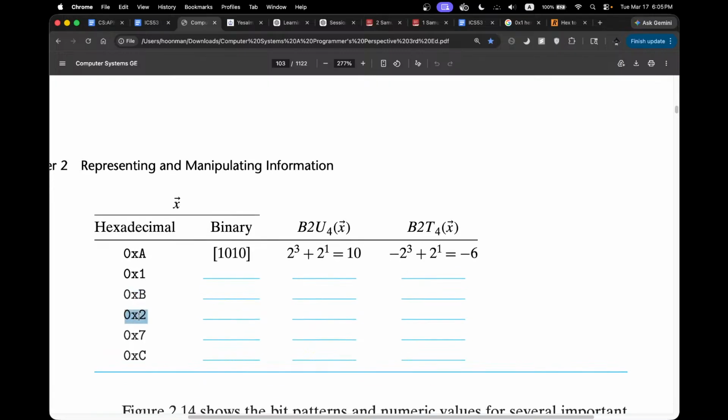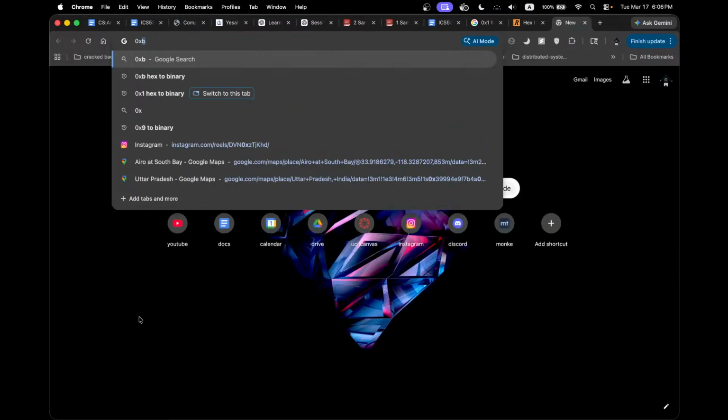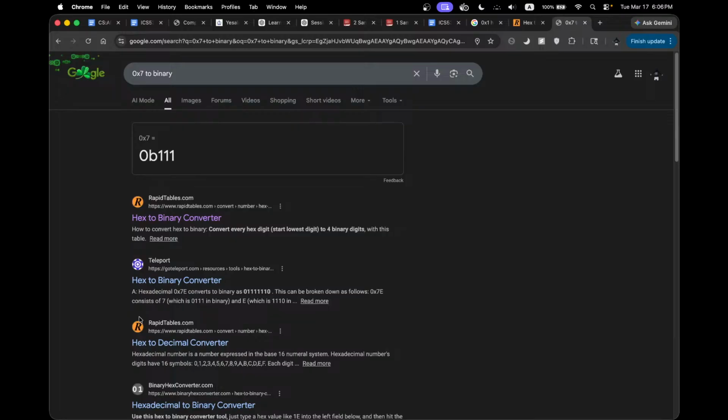0x2, well, this is just 0, 0, 1, 0. 2 to the 1, and then, yeah, 2 to the 1. 0x7 is, what is that? 0x7 to binary: 1, 1, 1, which is 2 to the 2 plus 2 to the 1 plus 2 to the 0. 1 plus 2, 3 plus 4, 7. This is the same thing.